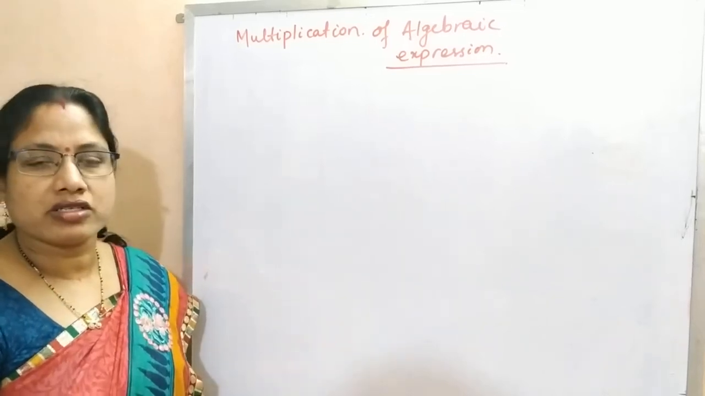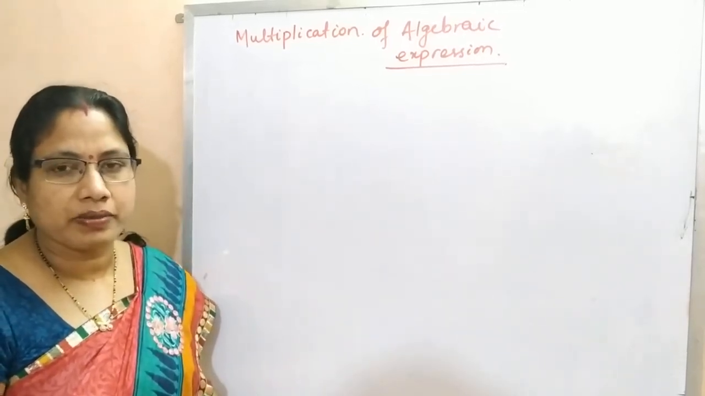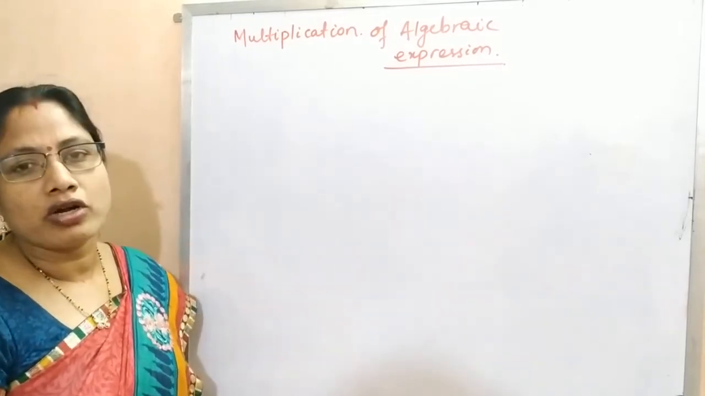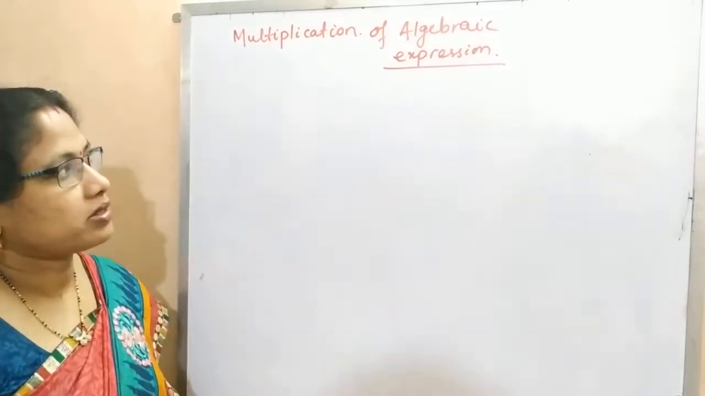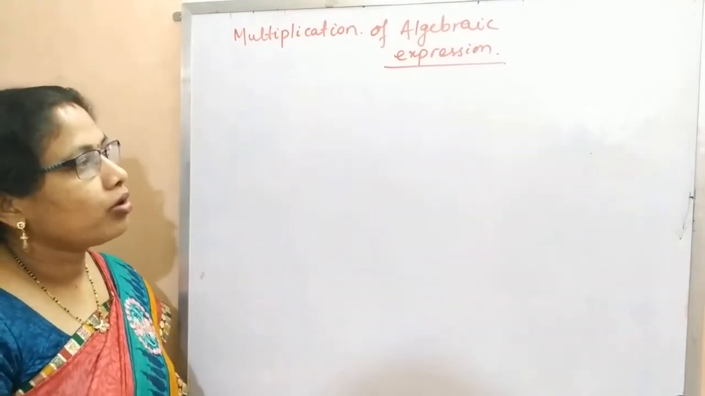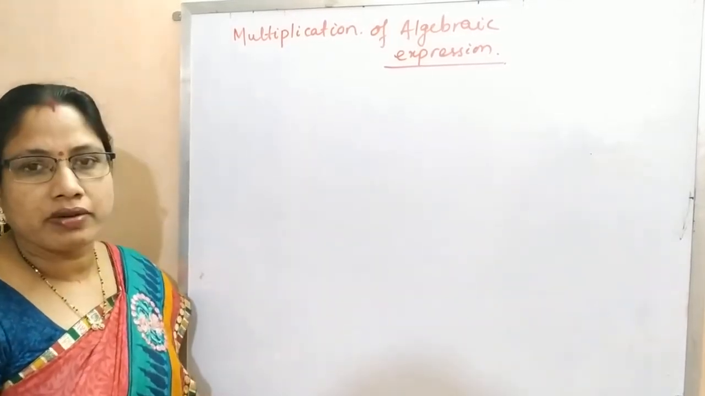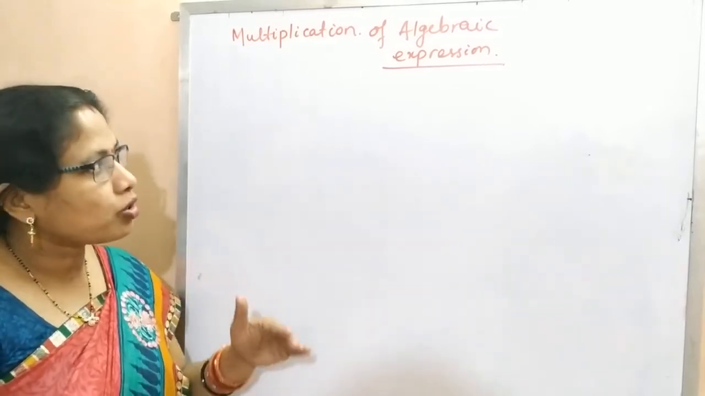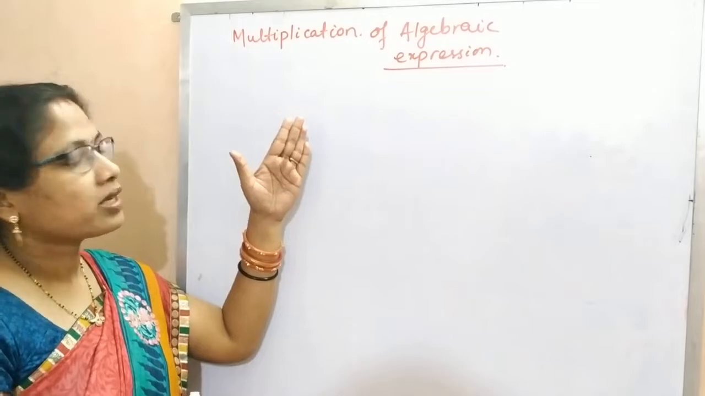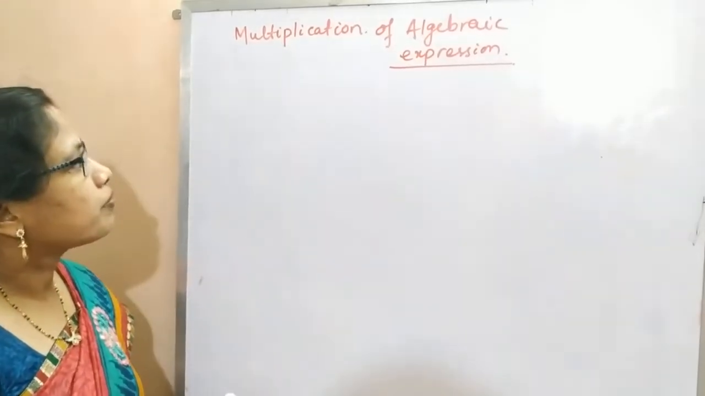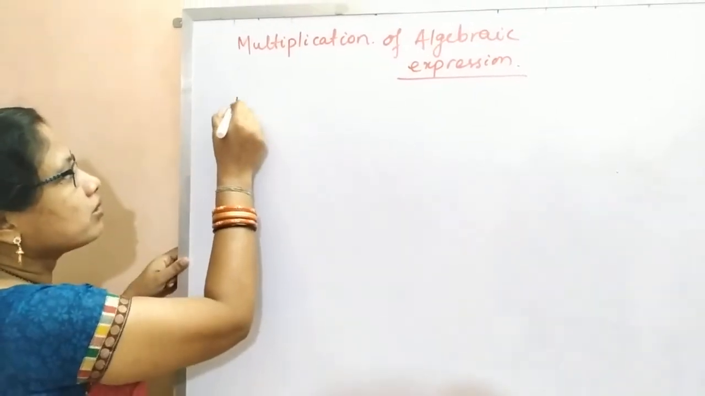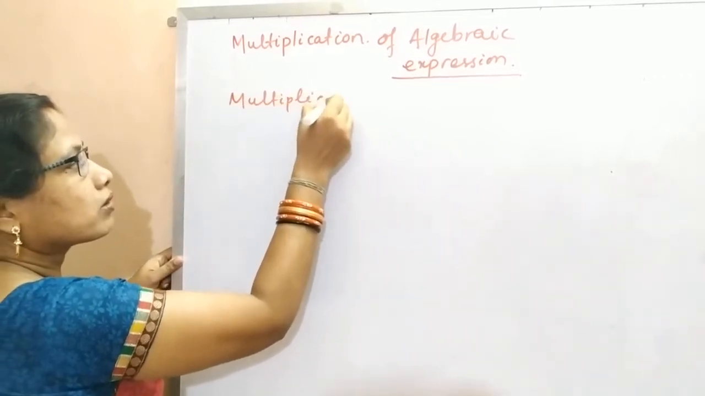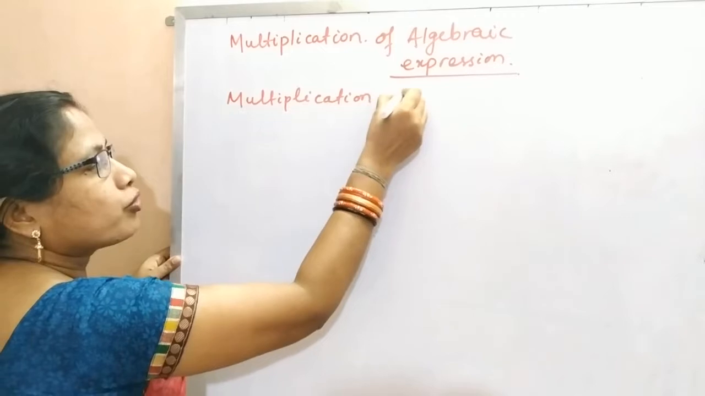So far we have discussed addition and subtraction of algebraic expressions. In this video, we will discuss the multiplication of algebraic expressions. So all of you know the algebraic expressions are of various types like monomial, binomial, trinomial, polynomial. So we will discuss the multiplication one by one. So first, multiplication of two monomials.